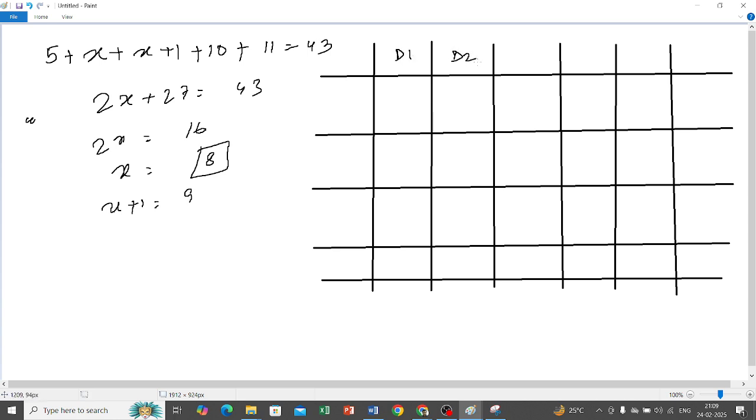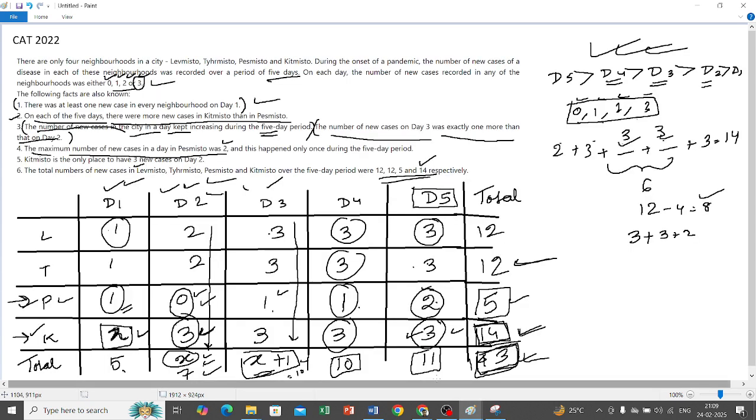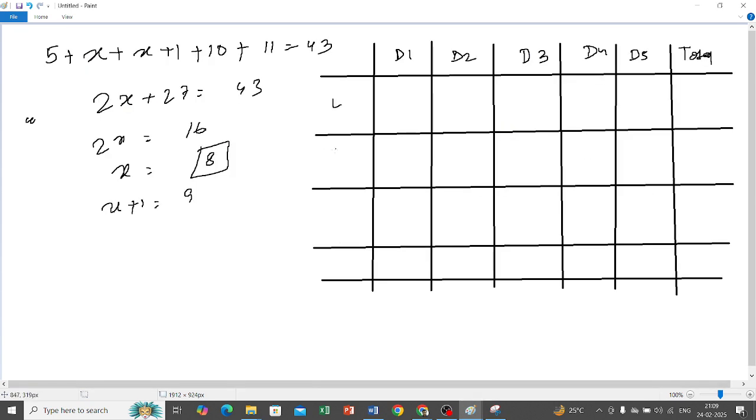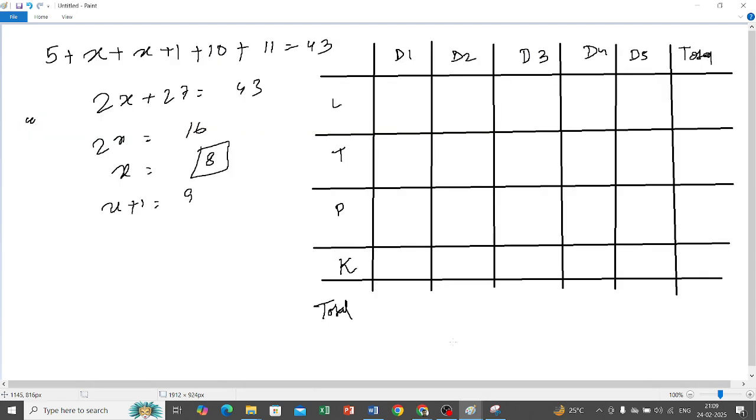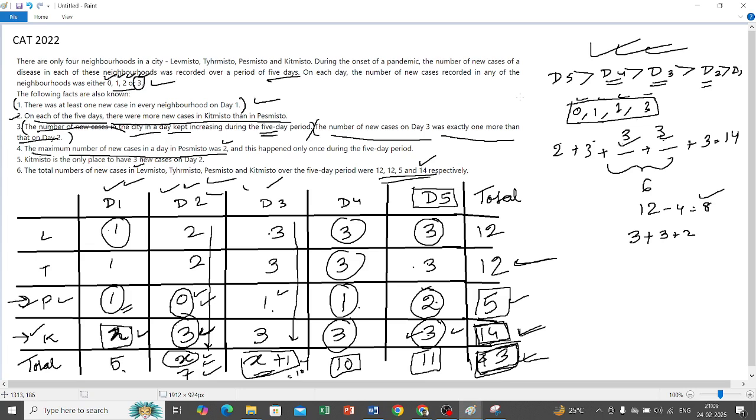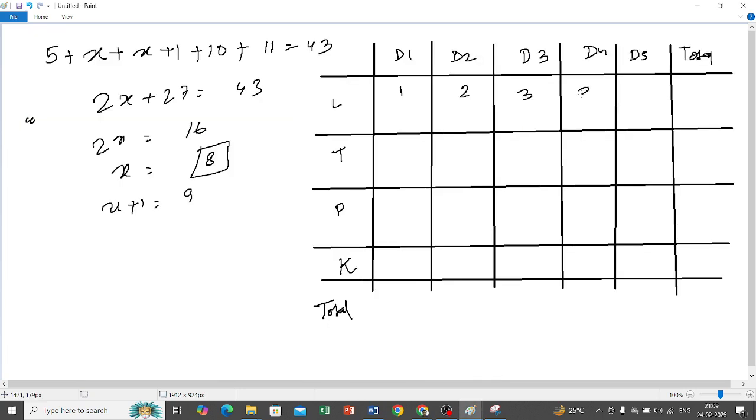D1, D2, D3, D4, D5 and total. This is what? LTPK, LTPK and total. One. First of all, I am just copying the table, okay, and then we will do the adjustment.